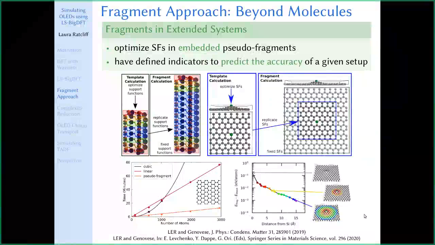So we are able to treat both molecular and extended systems, providing there's some degree of repetition, using this fragment approach. Otherwise, we use the full linear scaling approach.